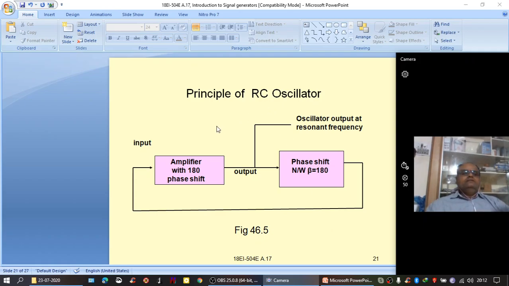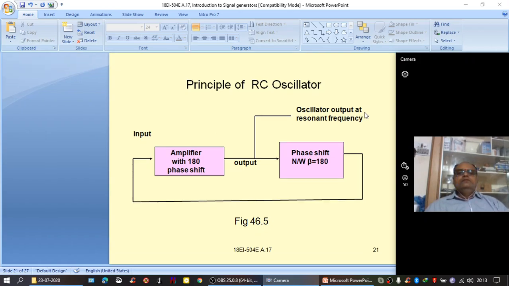Now let us see the principle. Already we have seen the basic principle of the RC oscillator. Let us see the block diagram here. The amplifier with 180 degrees phase shift in the forward path and the phase shift network beta with 180 degrees phase shift in the feedback path produce 360 degrees full phase shift, and we will get oscillations at the output without attenuation. Stable oscillations would be produced.